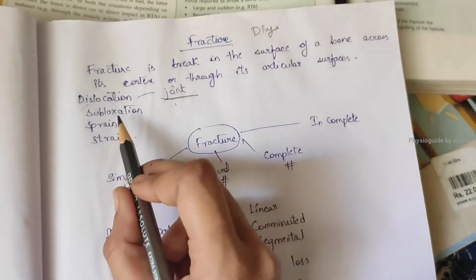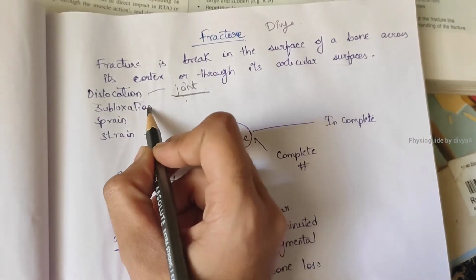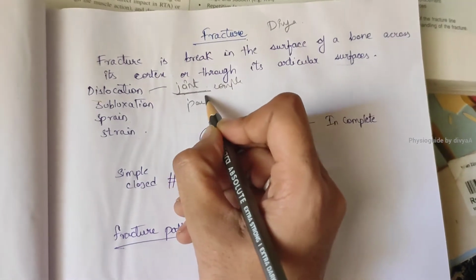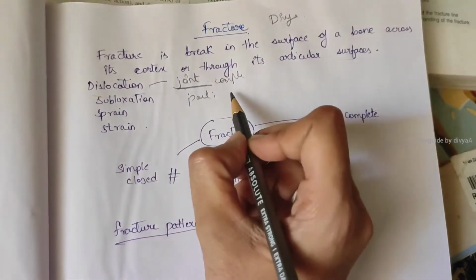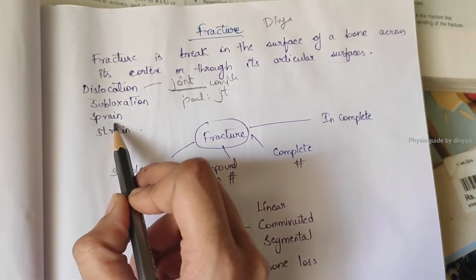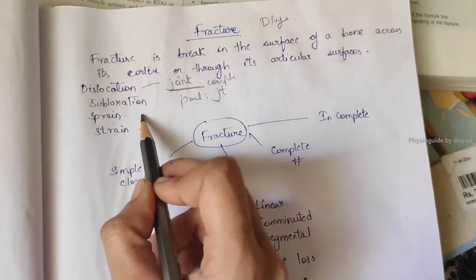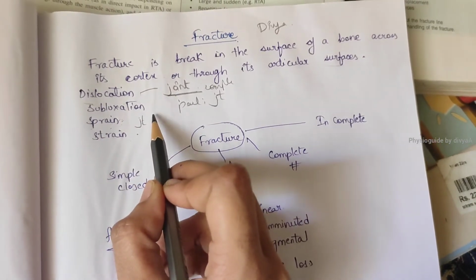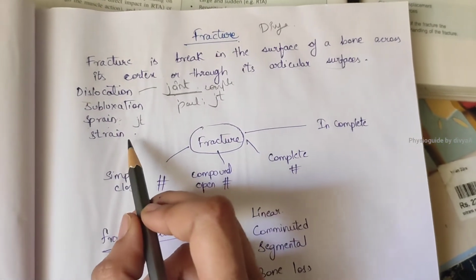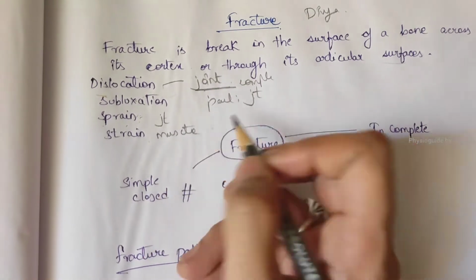Okay, now subluxation, it's a partial dislocation of the joint. This is complete, no, this is partial. This also is the joint only. Now sprain is a temporary subluxation of the joint, and its articular surfaces return to normal alignment. Now strain means it is a tear in the muscle, tendon also we can say.